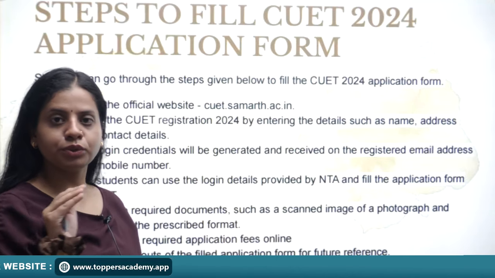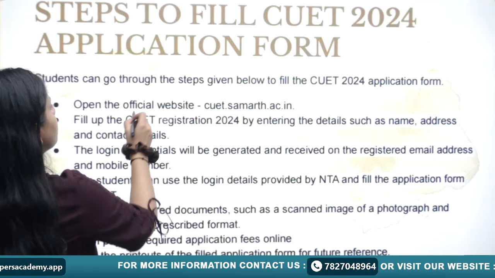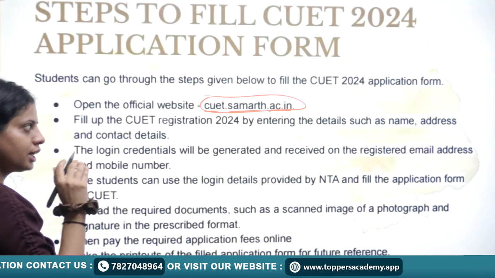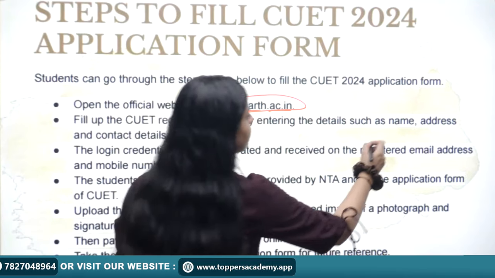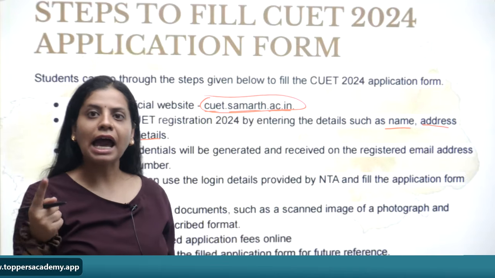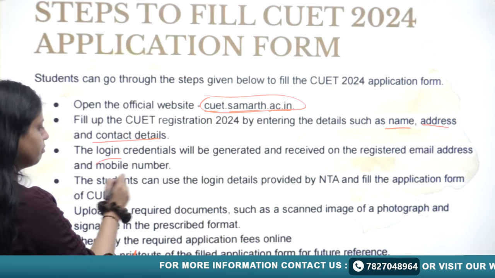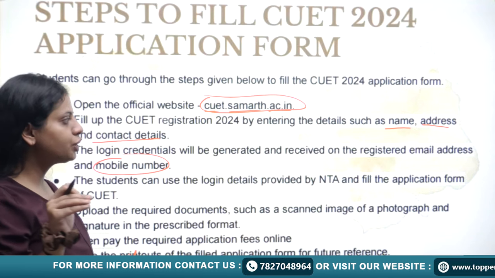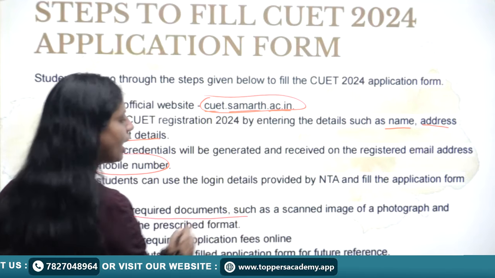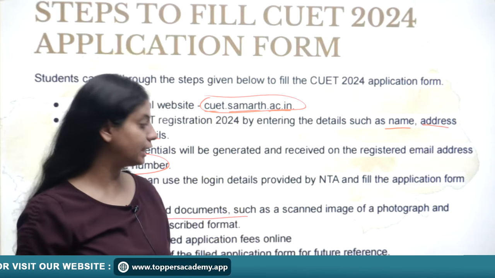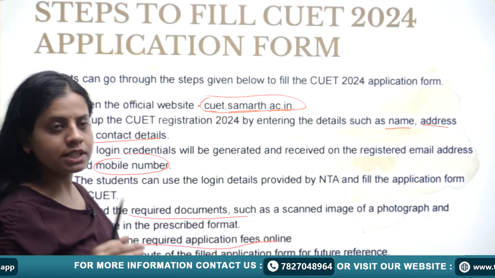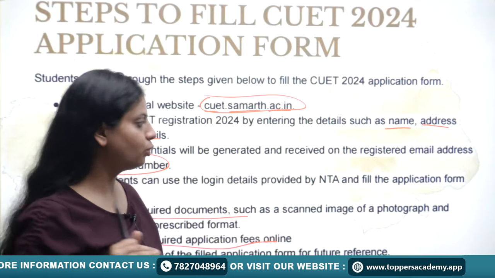Let's move on then. What are the steps to apply? Firstly, you need to visit the official website, that is cuet.summer.ac.in. After that, you need to fill in the registration by entering your basic details, such as your name, address, and your contact details. After that, login credentials will be generated and received on your registered email or your mobile number. Using those login credentials, you can further fill up your examination form. And after that, you need to upload the required documents, such as we have already discussed, photograph and signature. After that, you need to pay the required application fees. And then just take the printout or save the application form that you have filled.